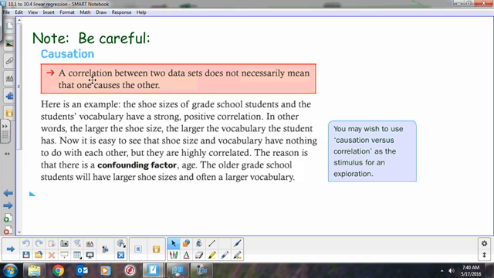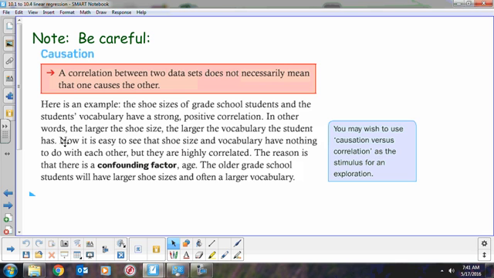Now, causation. Correlation does not mean that one causes the other. For example, shoe sizes of grade school students and their vocabulary have a positive, strong correlation. In other words, the larger the shoe size, the larger the vocabulary of the student. Now, what's happening as the shoe size gets bigger? What's happening to the child? They're getting older, and as they're getting older, what's happening?